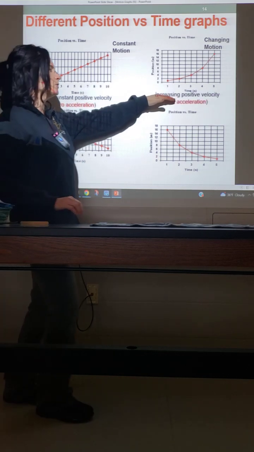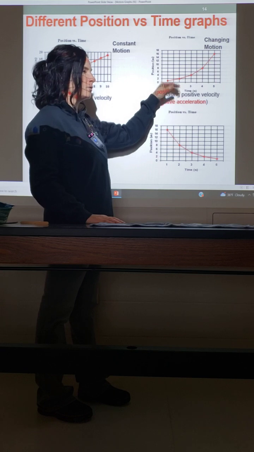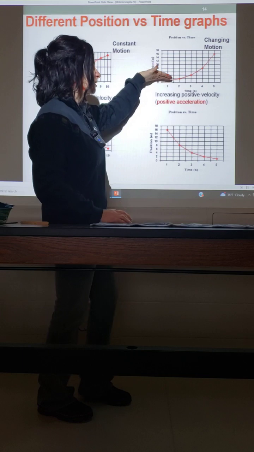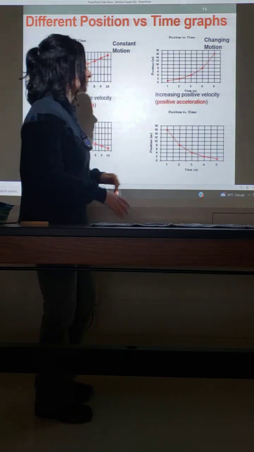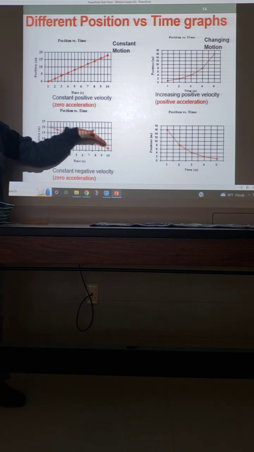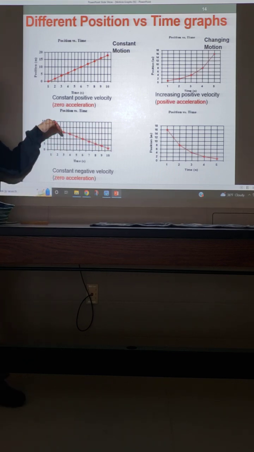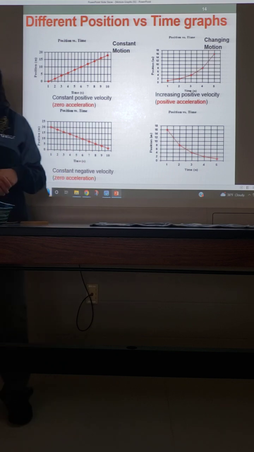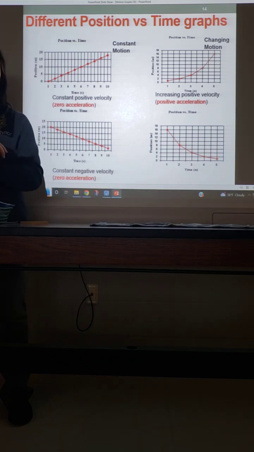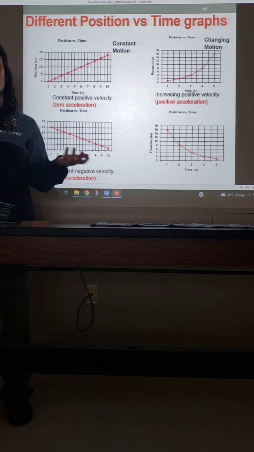Our next one is an increasing line, which we know means changing, but in the positive direction. So it's speeding up as we go up and to the right. Over here, we have a constant negative velocity. And I know it's constant because the line is straight. I know it's negative because it is going down. And when you calculate it, the slope would actually be negative, right? So this is like something that's moving backwards or possibly returning to the origin.